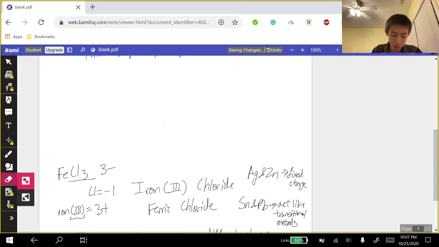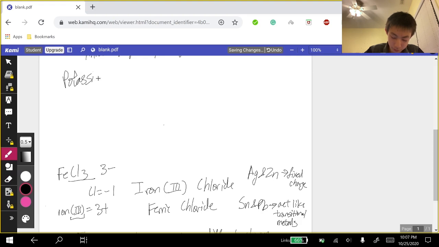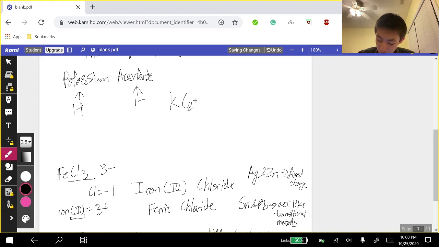Okay, let's do another example, like potassium acetate. Now, potassium has a 1 plus charge, and acetate is a polyatomic ion with a charge of 1 minus. Now, since they're already balanced, you can simply just write it out. Potassium is K, acetate is C2H3O2. And then notice how acetate does not end in "ide." That's because it's a polyatomic ion. This will be the answer.